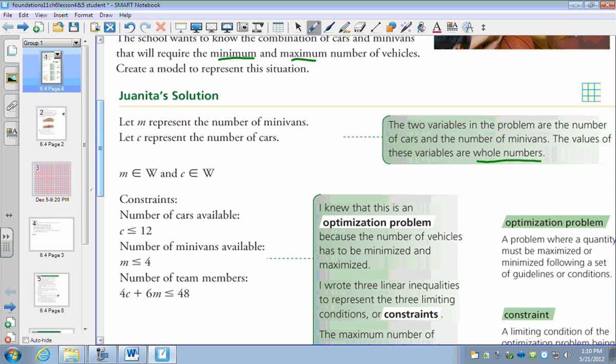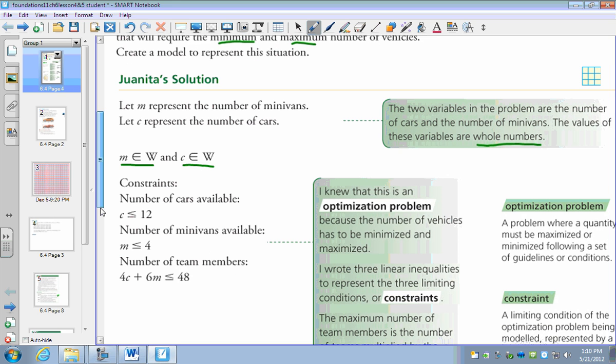And now there are some restrictions. I said M is a whole number and C is a whole number. A whole number means counting numbers and 0. 0, 1, 2, 3, 4, 5, 6. Those are whole numbers. Okay? They didn't say integers because guess what? You can't have -2 cars.